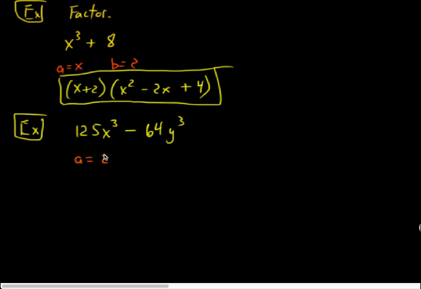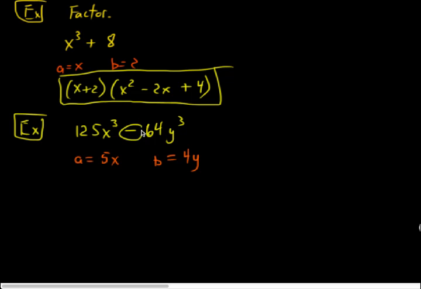So that would be 5x, because 5 cubed is 125, x cubed is x cubed. And B would be 4y. 4 times 4 is 16, times another 4 is 64. So now that I've picked A and B, I can plug it into the right-hand side of the pattern.